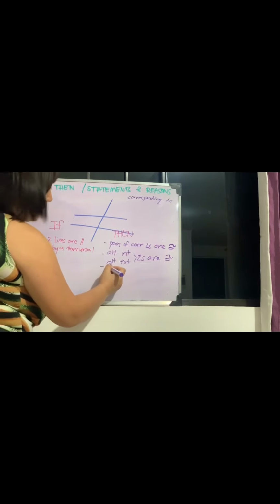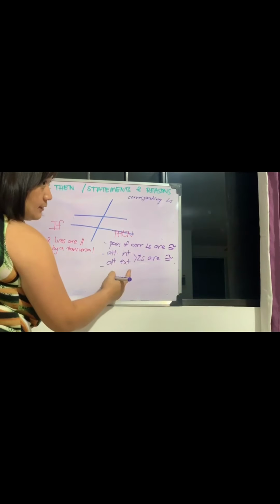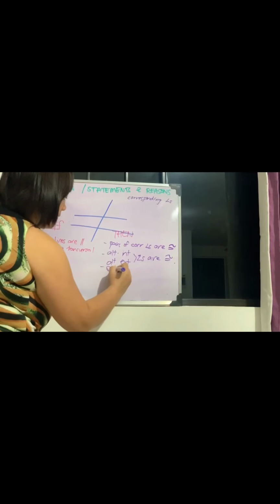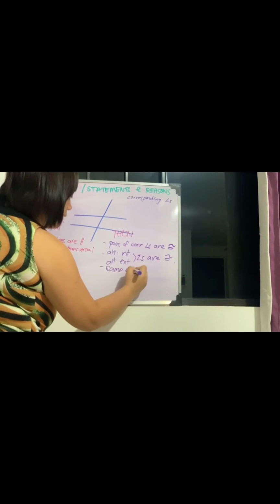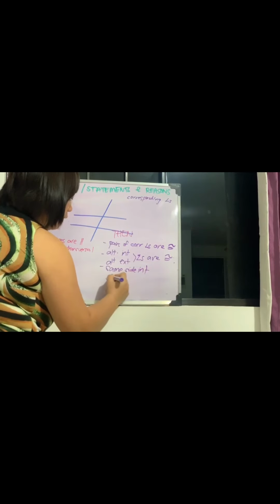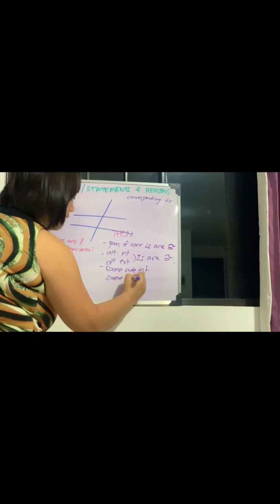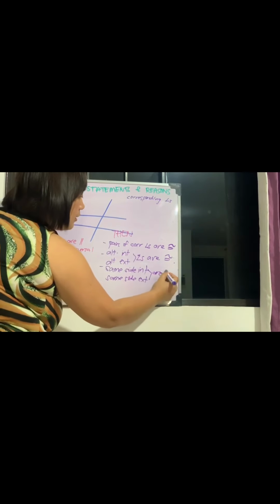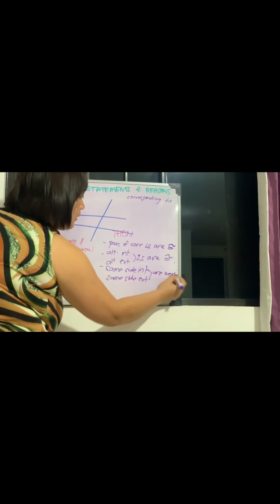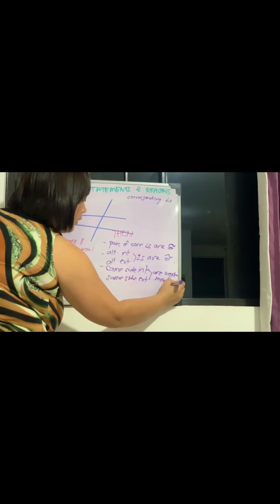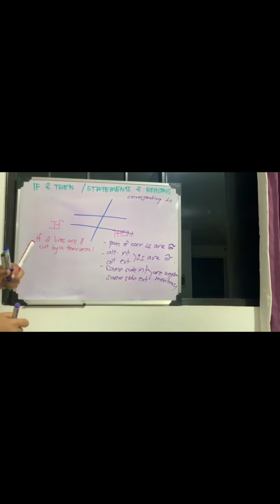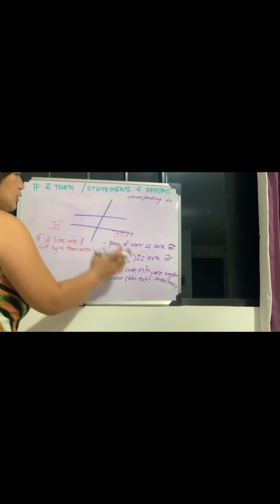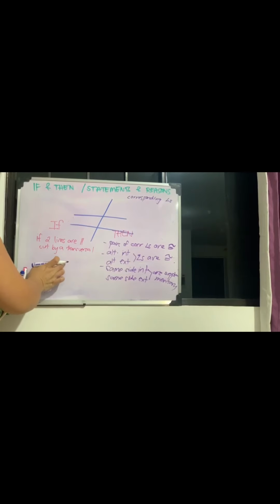what else do we have? Alternate interior, alternate exterior, and same side interior or same side exterior are what? Supplementary. So these are the different conclusions that we can come up with if this is a condition. Now let's have some examples.